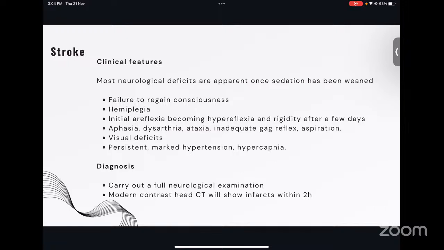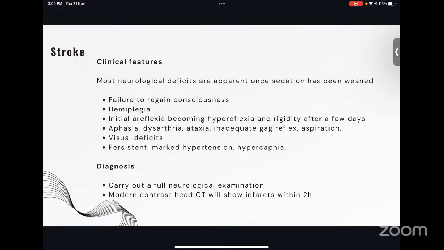Initial areflexia becomes hyperreflexia and rigidity after a few days. Other features are asphyxia, ataxia, inadequate gag reflex and aspiration, visual deficit, unilateral neglect, and confusion. To diagnose, the aim is to establish a definitive diagnosis and the cause, guide appropriate secondary prevention, and establish a baseline of function to help planning for long-term rehabilitation or withdrawal of therapy.